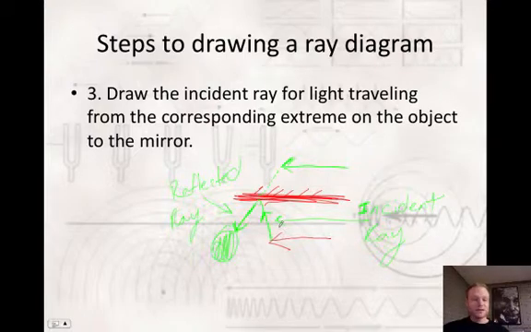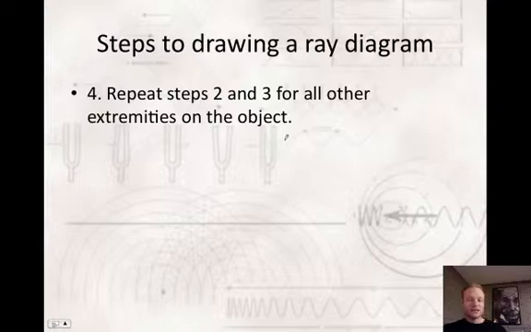So did this follow the law of reflection? Well, absolutely, right? If I draw the normal here, this angle right in here should equal this angle right in here. Okay, and so now I've created the end point of this arrow as an image. Okay, so that's step 3. Now step 4 basically has you repeating steps 2 and 3 for all extremes on the object.